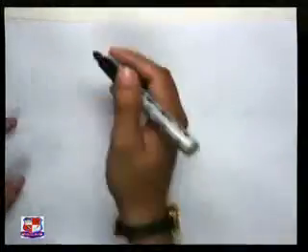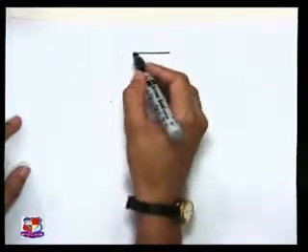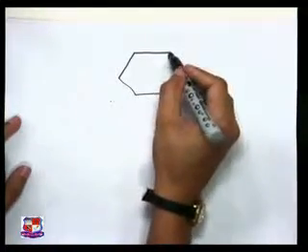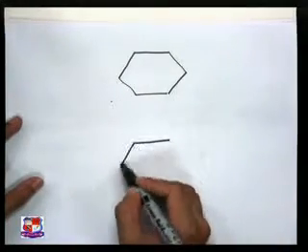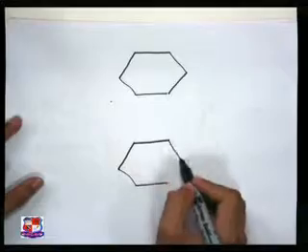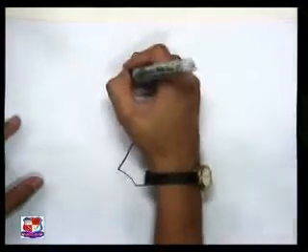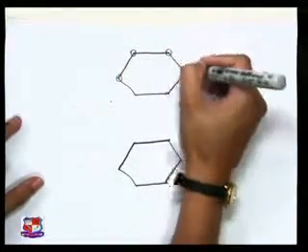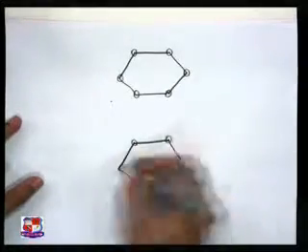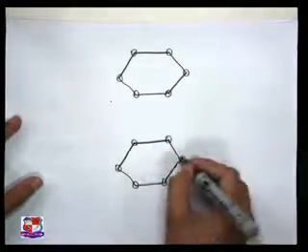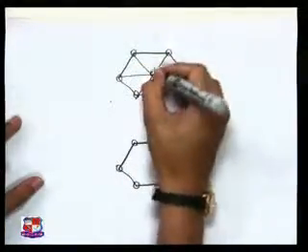The first thing is that you will draw the hexagon. Just below that, draw another hexagon. After that, put the atoms. After putting the atoms, just connect the lines by atoms. Look here, just connect it like this.